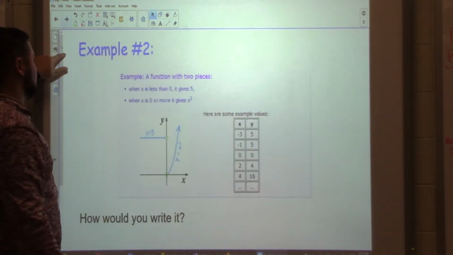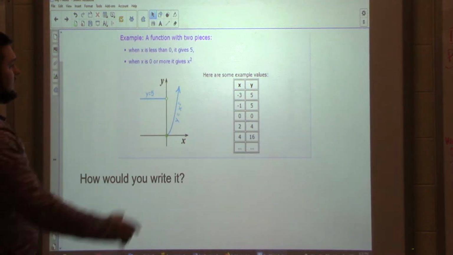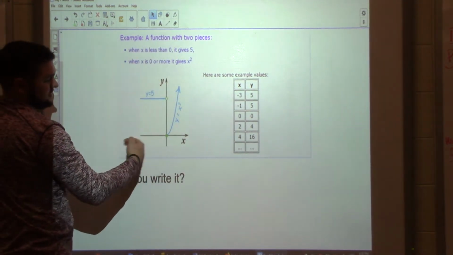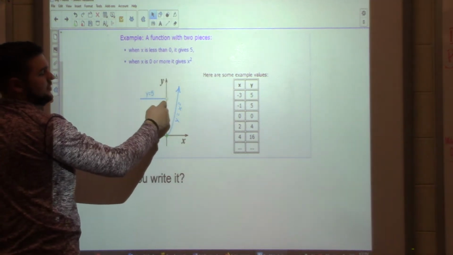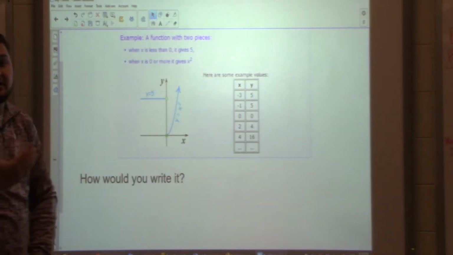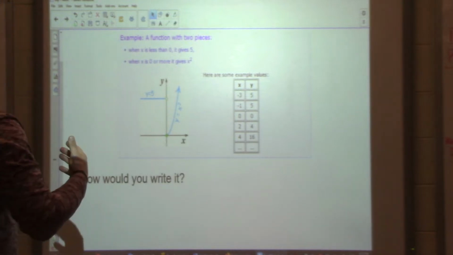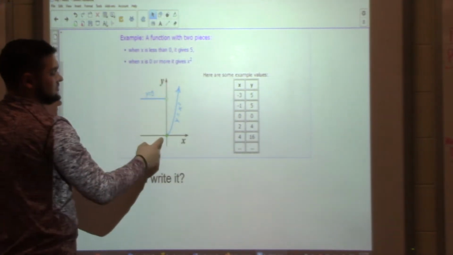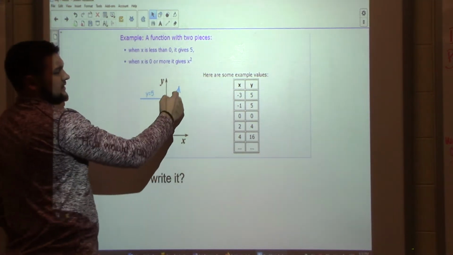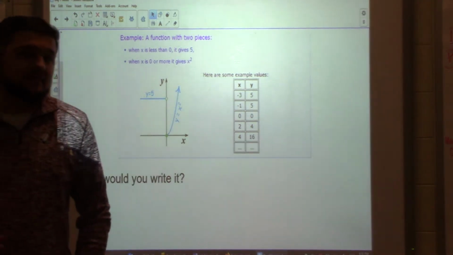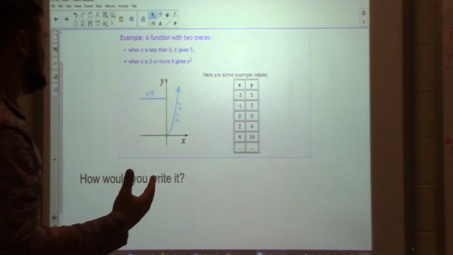So if you look at the second one here, it says when x is less than 0, so when it's on this side of our y-axis, it gives 5. So it doesn't say anything about equals, so we have an open circle, and it's where y equals 5. When x is 0 or more, so it's greater than or equal to 0, so we put a dot, it gives x squared, so we have our x squared function. Now you're not going to be asked to graph any of these, you just need to tell me how we would write it.